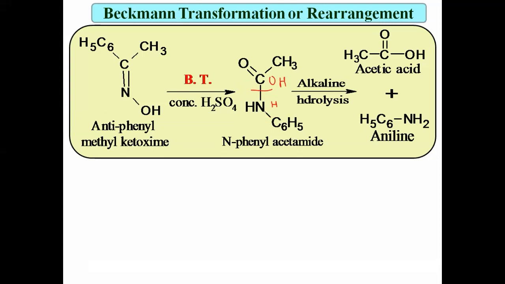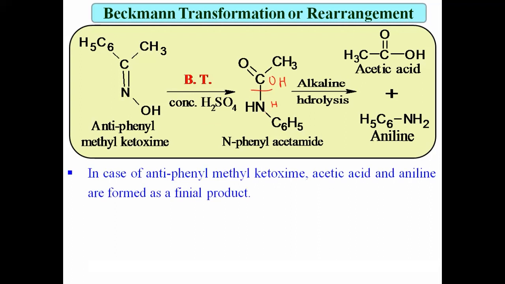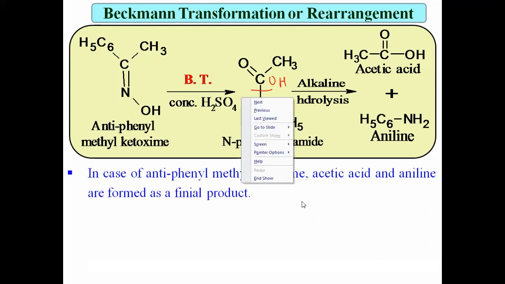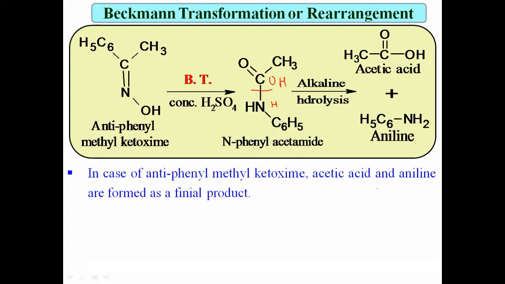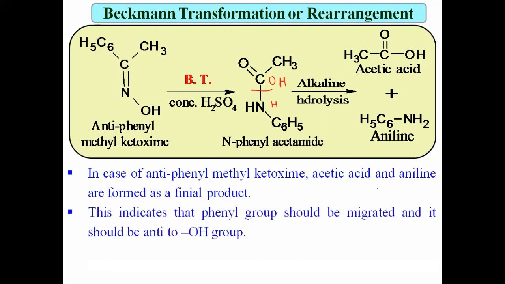Okay. Now this is a stereospecific reaction. In the case of anti-phenyl methyl ketoxime, we get acetic acid and aniline as the final products. So what conclusion can you draw from this? This indicates that the phenyl group should have migrated. That means aniline has a phenyl group, a C6H5 group. What does this imply? That the phenyl group should migrate and it should be anti to the OH.